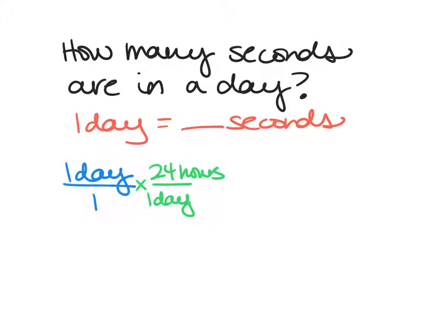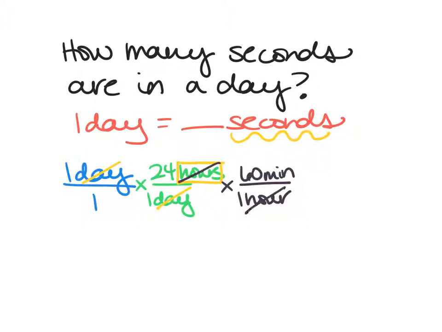And so my days cancel out, leaving me with hours on top. But I'm not looking for hours, I'm looking for seconds. So I'm going to keep going. So then I know that 1 hour is 60 minutes. My hours cancel out, leaving me with minutes on top. Still not done because I still don't have seconds.